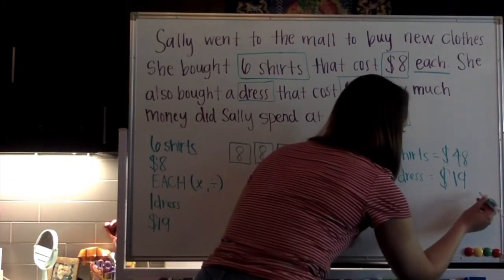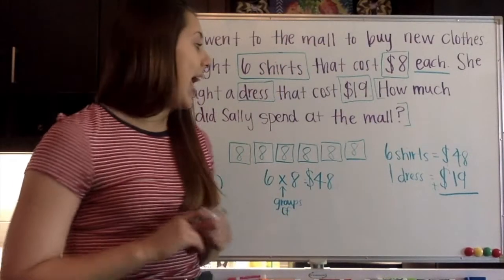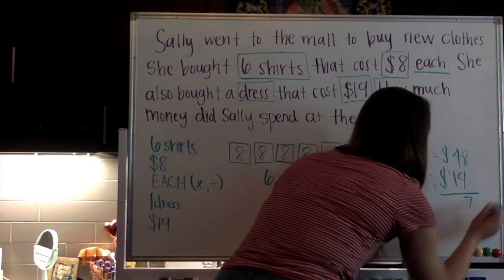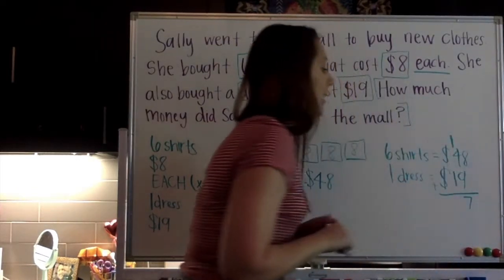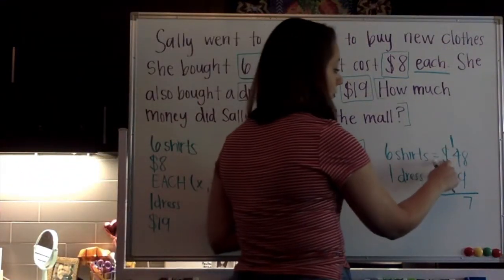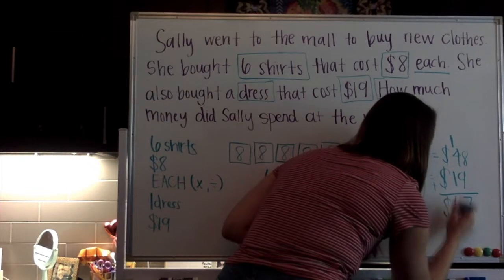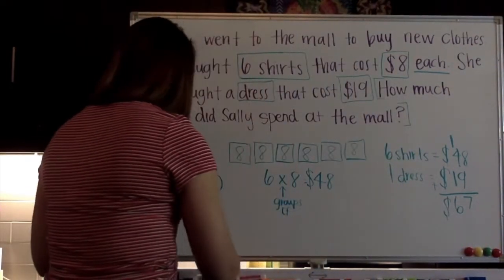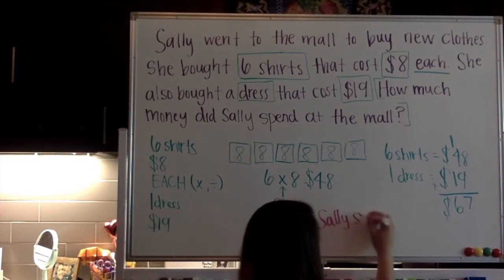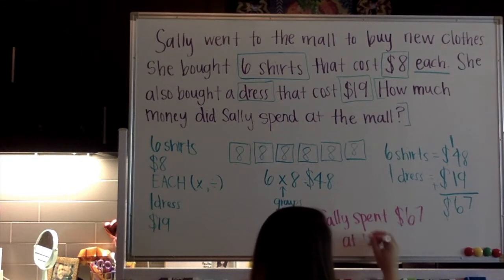So I know that I need to start with my ones place, which means I'm adding up 8 and 9. So 8 plus 9 equals 17. So I'll put my 7 down here, and remember to carry your 1. Please don't forget that very important step. And now I'll add up my tens column. So I have 1 plus 4, which equals 5, plus 1 equals 6, giving us a total of $67. So I know that Sally spent $67 at the mall.